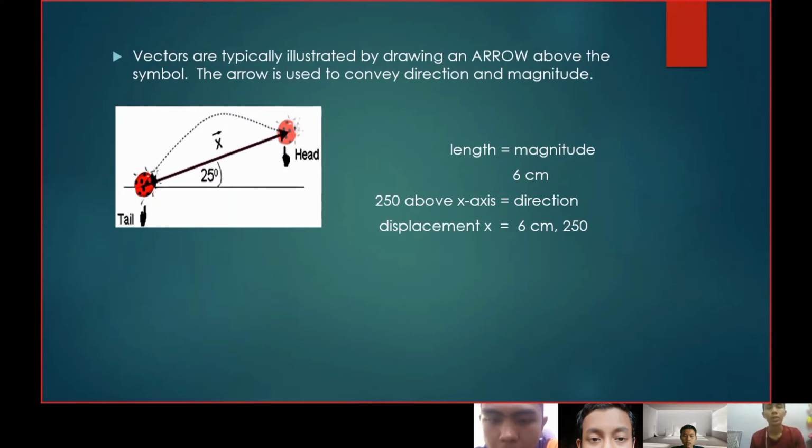Vectors are typically illustrated by drawing an arrow above the symbol. The arrow is used to convey direction and magnitude. Example as the picture.